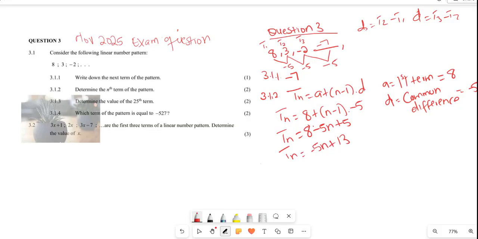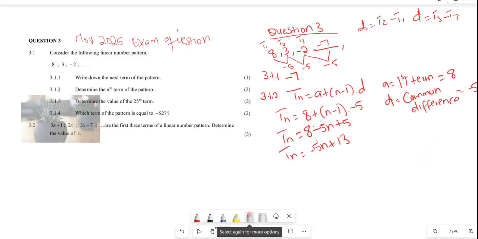Guys, you can verify this pattern. You can check if the formula that you got is correct or not. Where there is n, when you put 1, you can prove if you want. So where there is n, if you put 1, it must give you 8. Where there is n, if you put 2, you must get 3, to check if we got the correct answer or not. Okay.